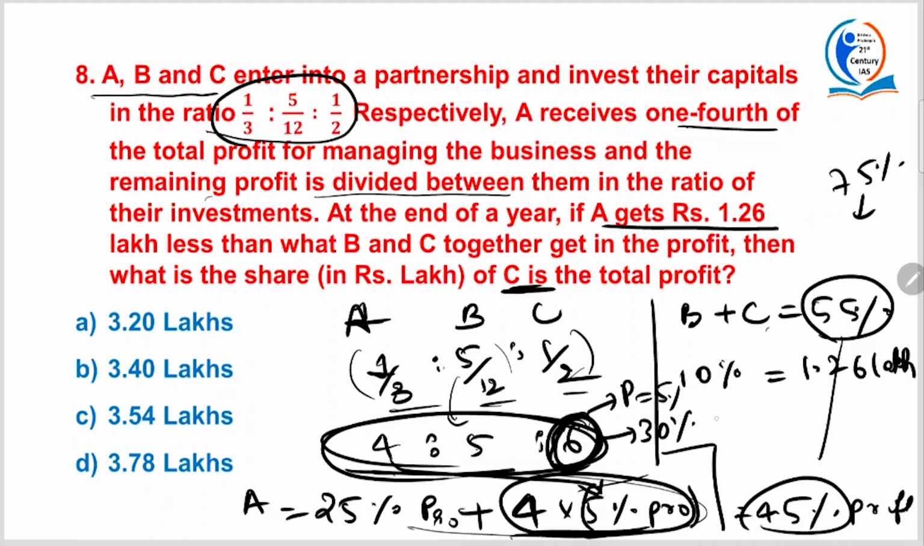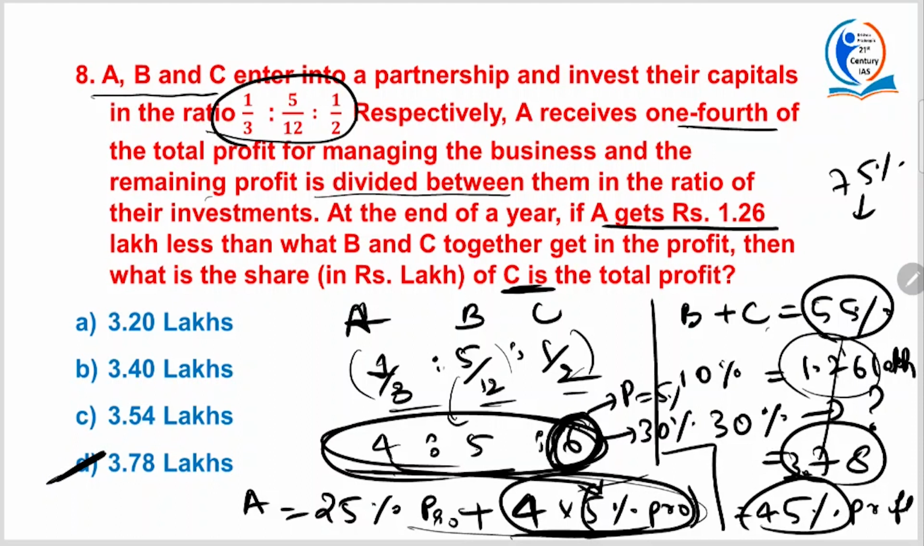When 10% is 1.26 lakh, then what is 30% equal to? It is equal to 3 times of this one. Yeah? 3 6s are 18. 3 2s are 6 plus 1, 7. 3 1s are 3. It is 3.78 lakh.